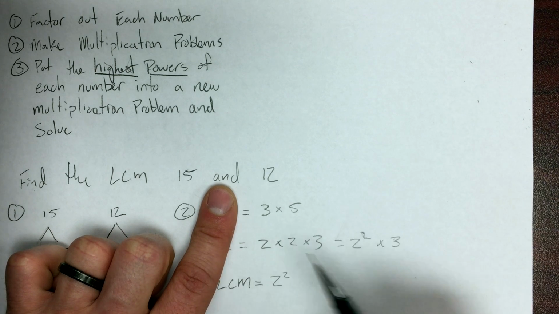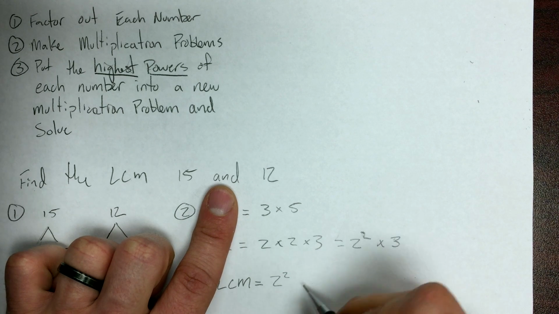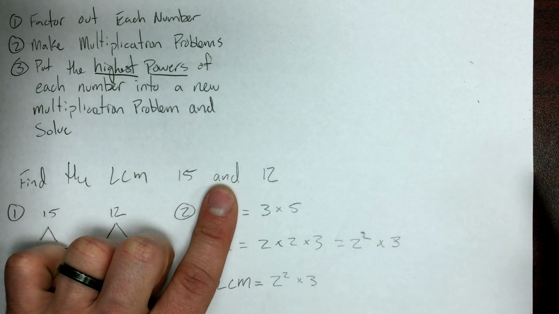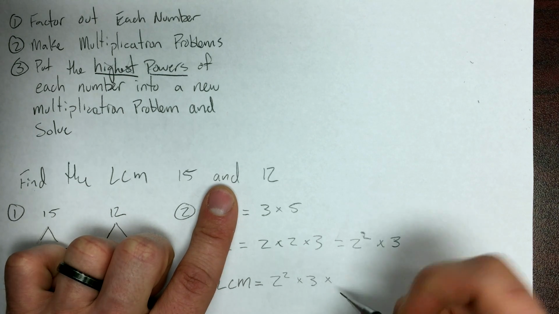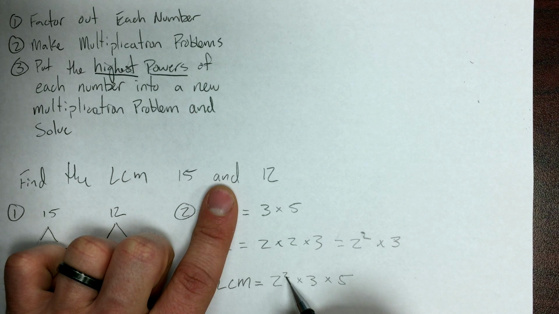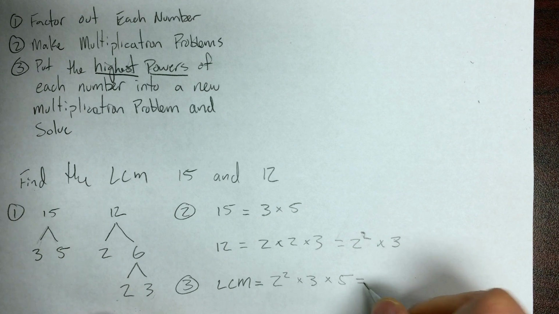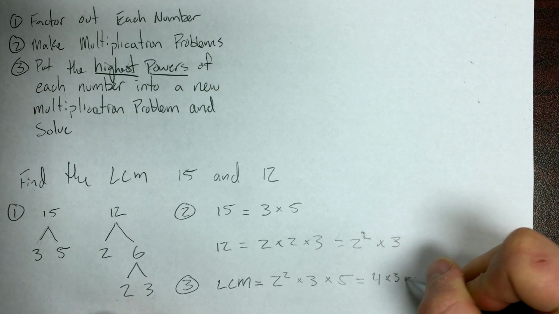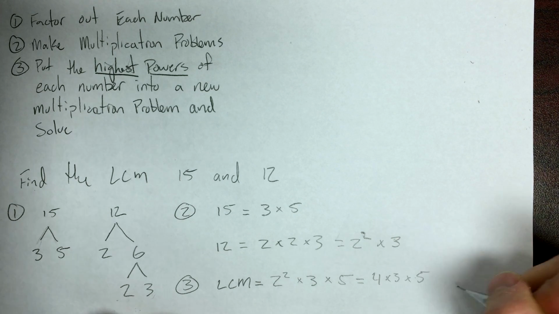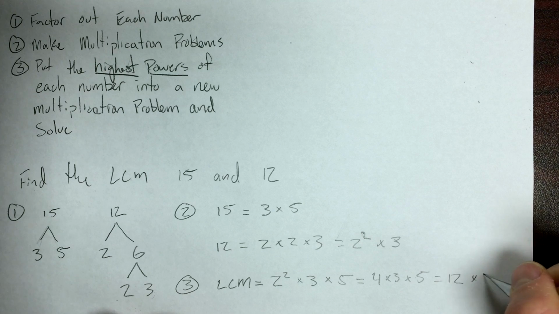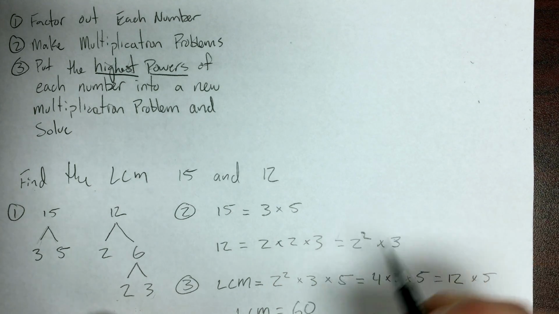What's the highest power of 3's? Well, both 3's that we see are 3 to the first power. So we're just going to say 3, just a regular 3, and we have a 5 that is to the first power, so we can just write a 5. So 2 to the second power times 3 times 5 is the LCM. And that's going to equal what? 4 times 3 times 5. And what does that equal? 4 times 3 is 12 times 5, which the LCM then equals 60.